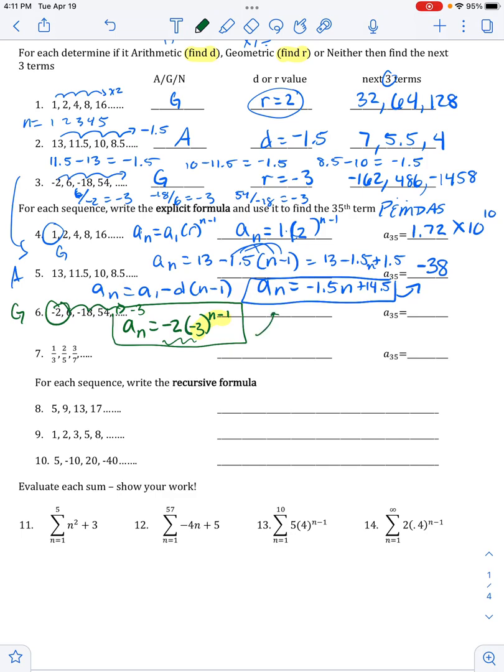Fits on this line where it doesn't actually fit. And then here I'm going to be plugging in 35. So I'm going to have negative 2 times negative 3 to the 35 minus 1 or 34th power.